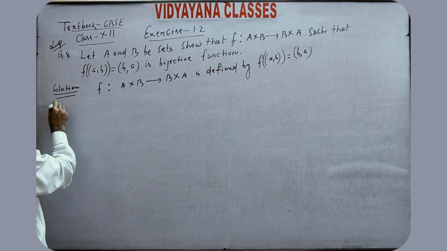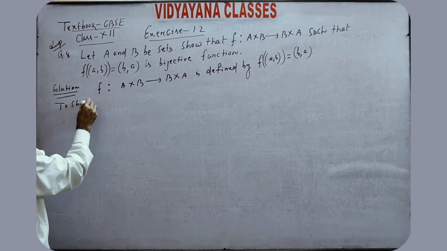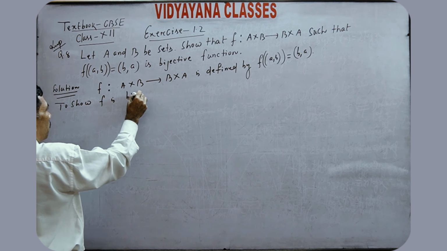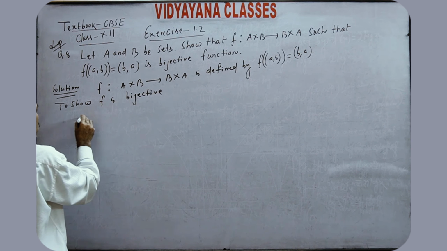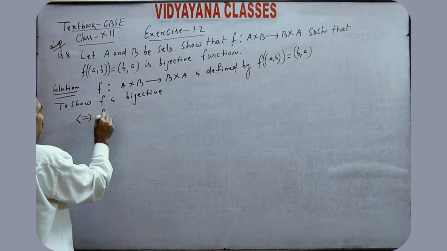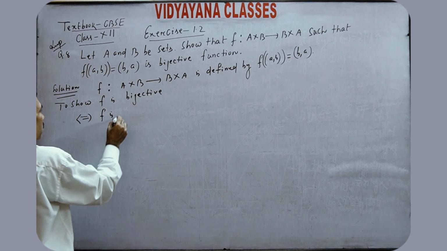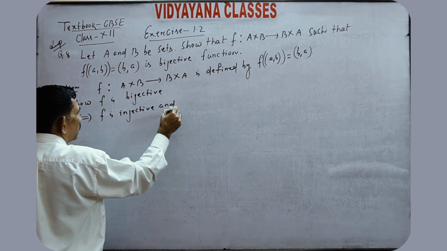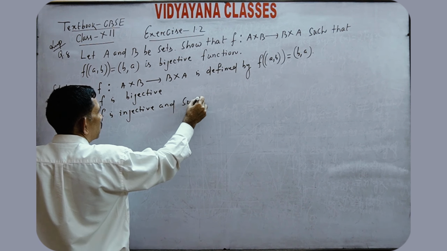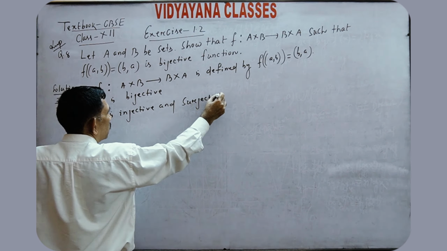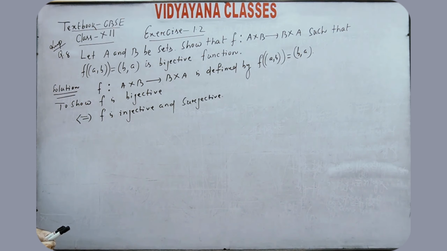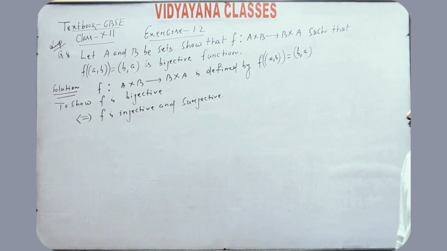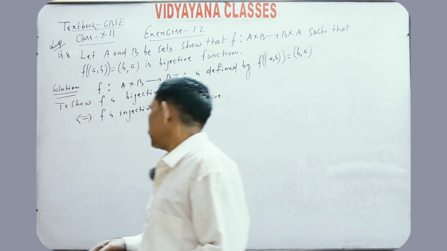To show f is bijective, which implies and is implied by f is injective and surjective. Here, to show f is bijective, that means f satisfies the definition of injective and surjective. Test for injective.